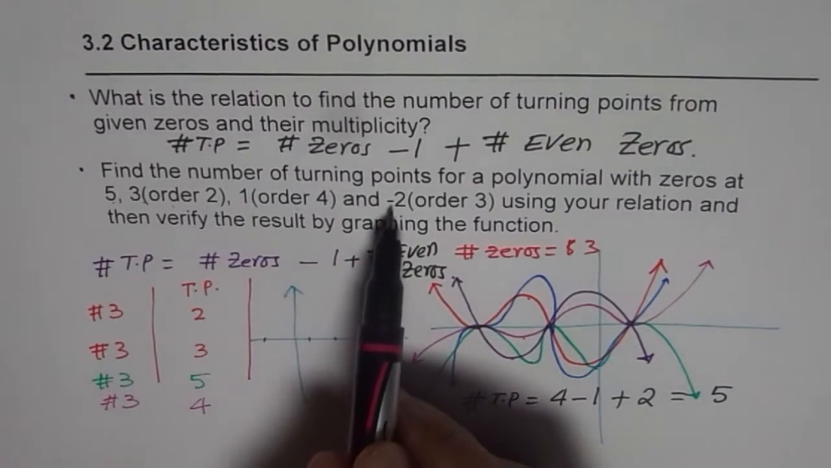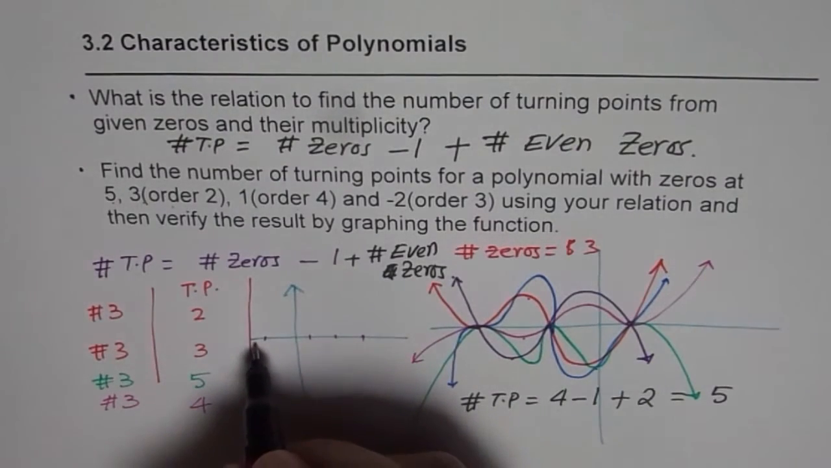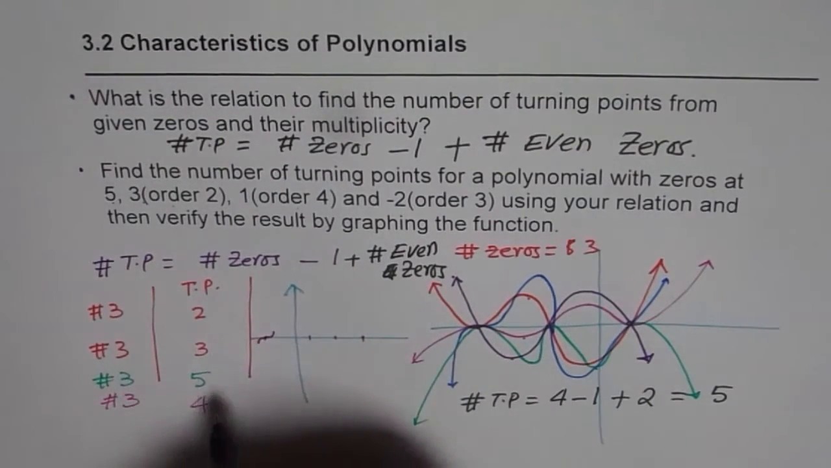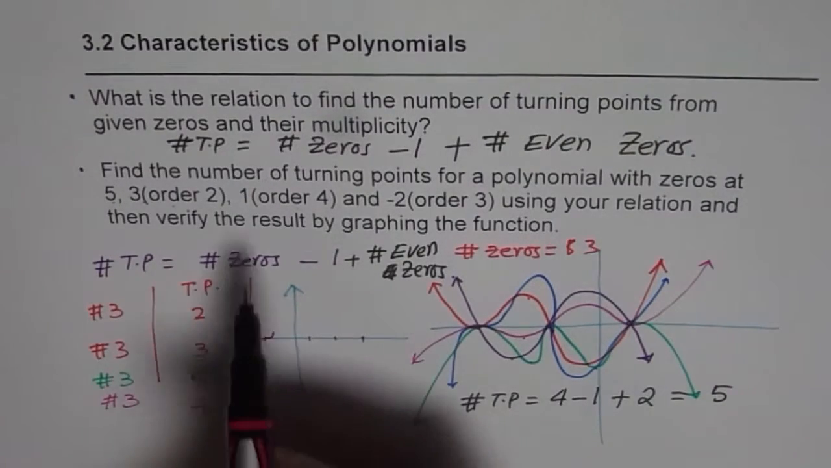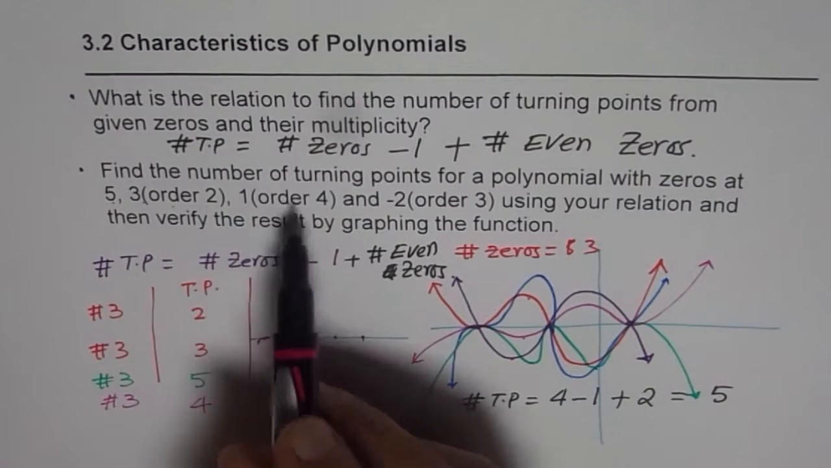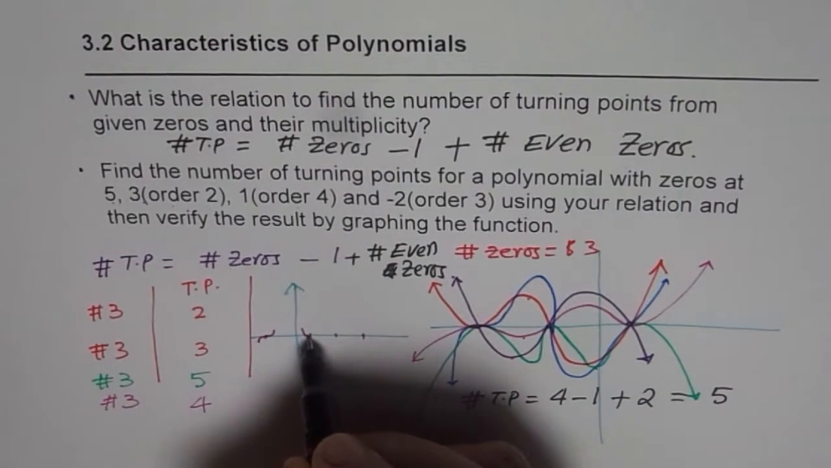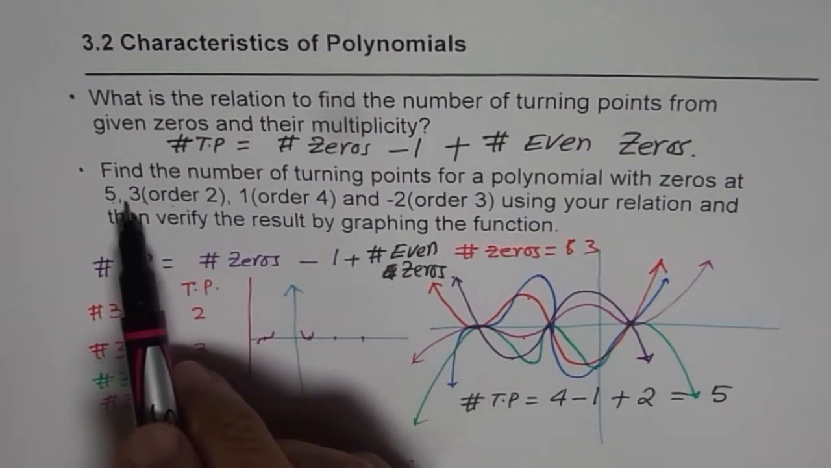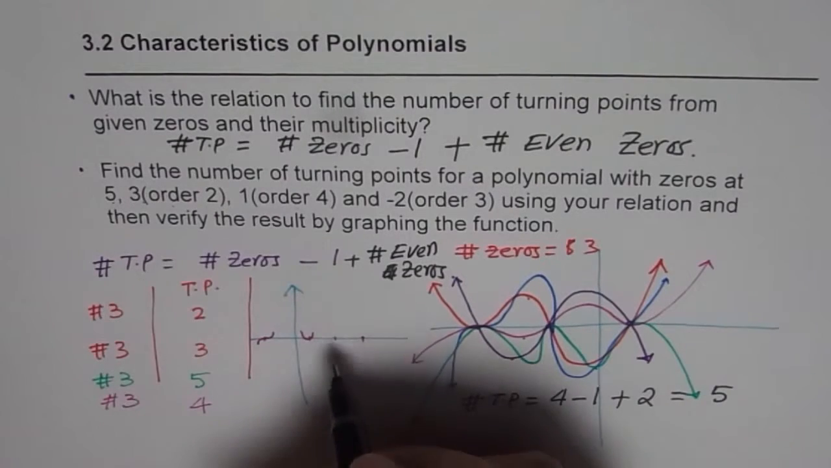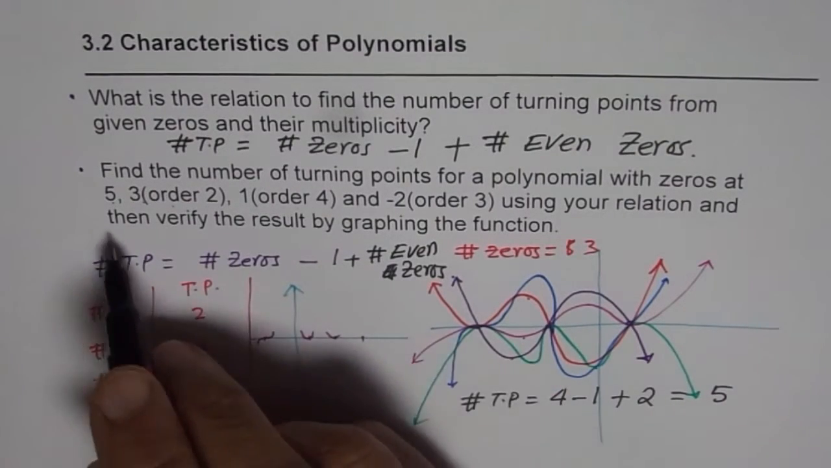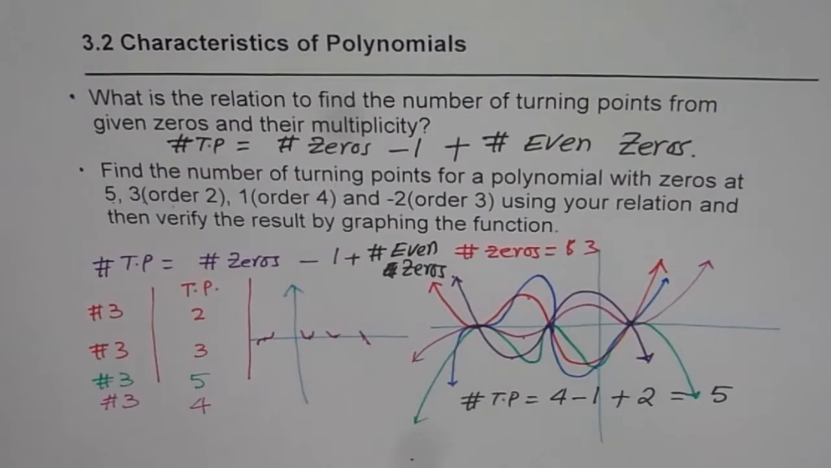Now at minus 2, the order is 3. That means it will go kind of like this. Do you see that? That is like a cubic function. That is at minus 2. At 1, order is 4. It will bounce back, right? At 3, order is 2. It will again bounce back. At 5 is linear, so it will cross. Do you see that? Let me connect these points.